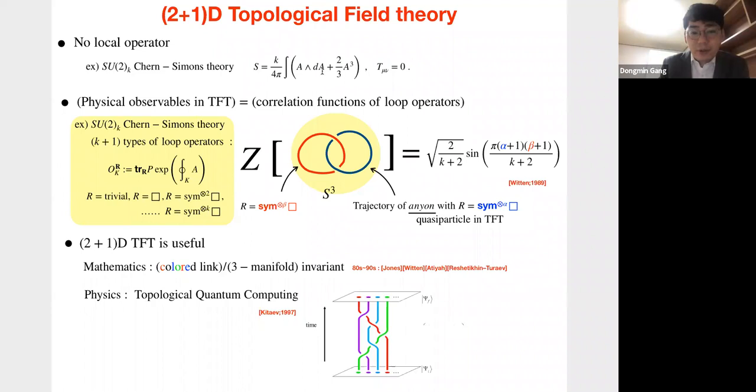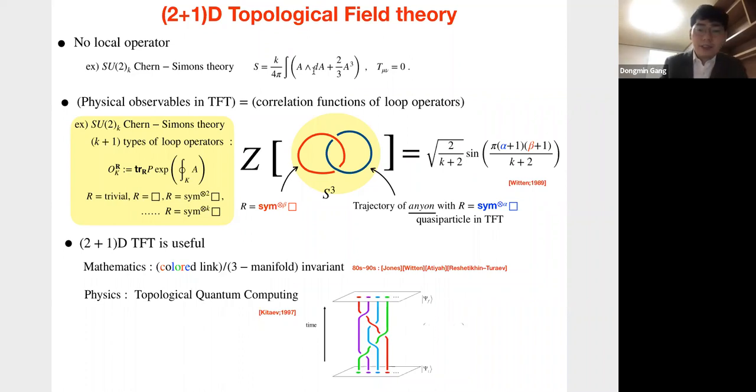In this theory, you may try to construct some gauge invariant operator using this gauge field A, but you can easily find that there is no way to construct gauge invariant local operators. So in this theory, there are no gauge invariant local operators. Even the stress energy tensor becomes trivial. So there is no stress energy tensor. So this is really a trivial theory if you consider local operators.